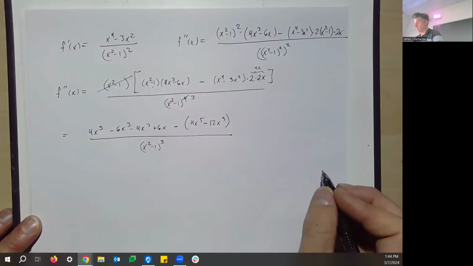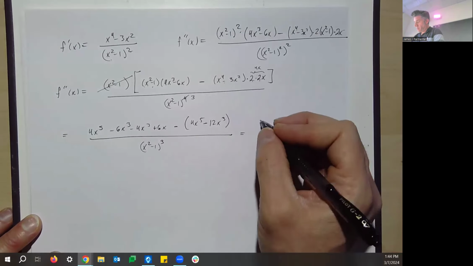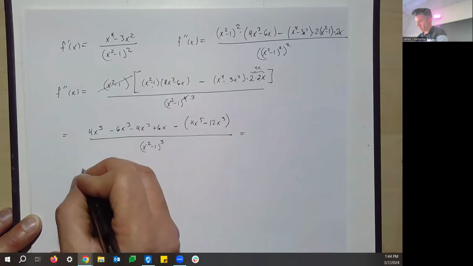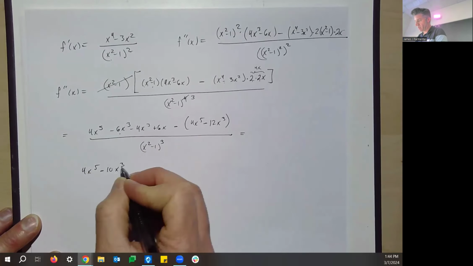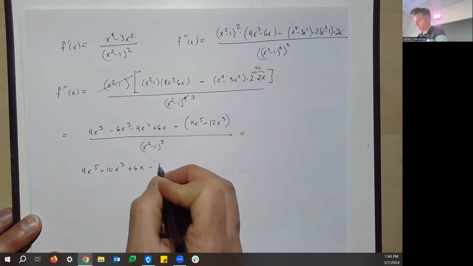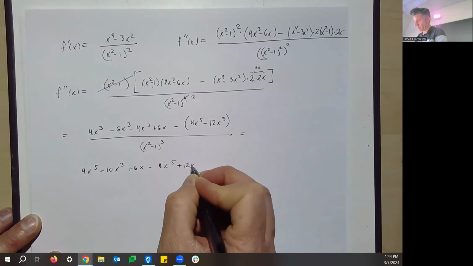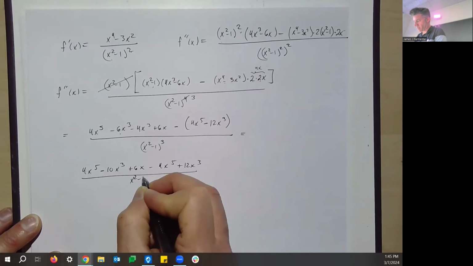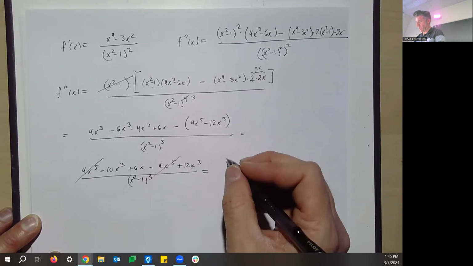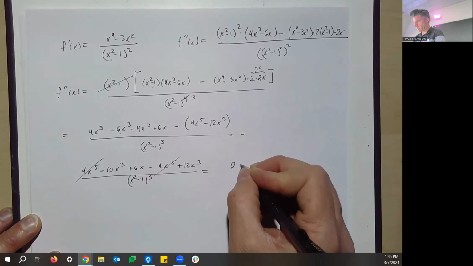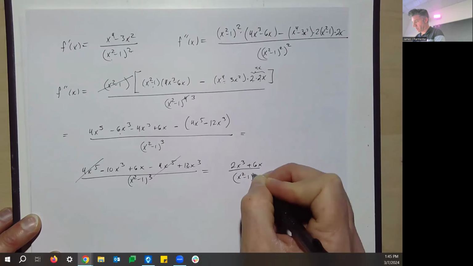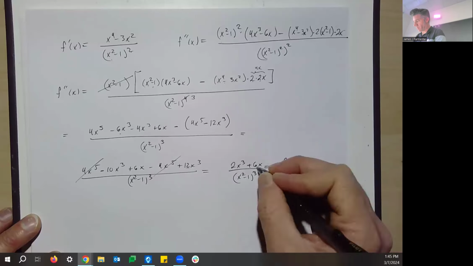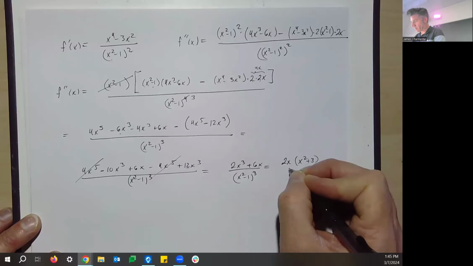And then finally, we can simplify this. We're going to cancel the 4x to the fifth. Let's write it out. So minus 6x cubed minus 4x cubed is minus 10x cubed, plus 6x, minus 4x to the fifth, plus 12x cubed, over x squared minus 1 cubed. Those cancel. We're left with 12 minus 10, so 2x cubed plus 6x over x squared minus 1 cubed. Factoring out a 2x from the top, we're left with x squared plus 3.